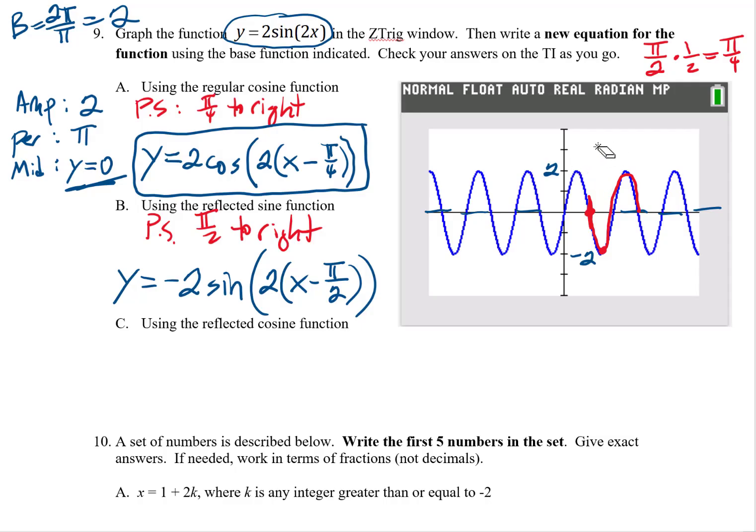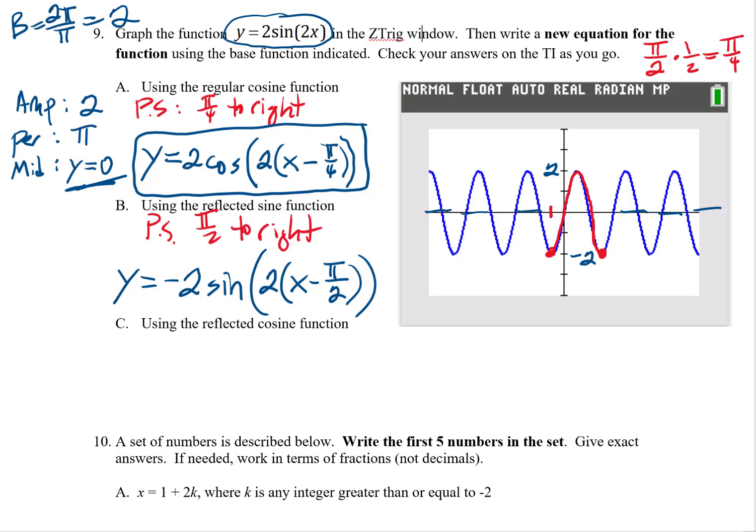And then letter C, we want to use a reflected cosine, so I need to find a ghost somewhere in this picture. Again, there are multiple. Here's one that I see pretty close to the y-axis, from one low point to another. Let's see.